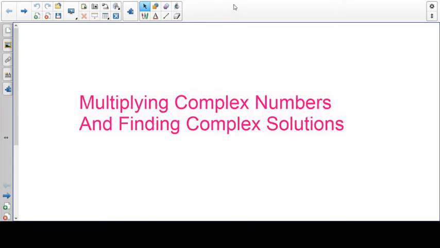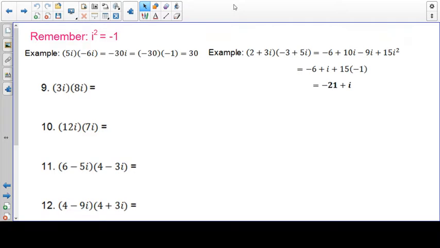Okay, today we're going to go ahead and talk about multiplying complex numbers and then finding solutions to problem sets. So that means we're going to have x equals stuff. So remember how we said i squared was equal to -1? Keep that in our minds. So we're going to go ahead and multiply these like I was multiplying my polynomials a couple weeks ago.